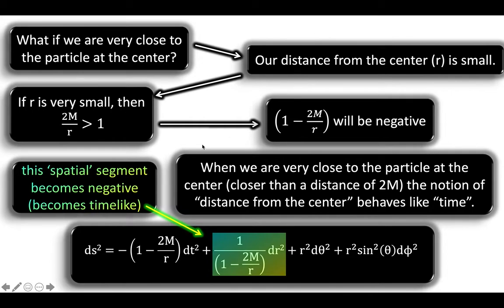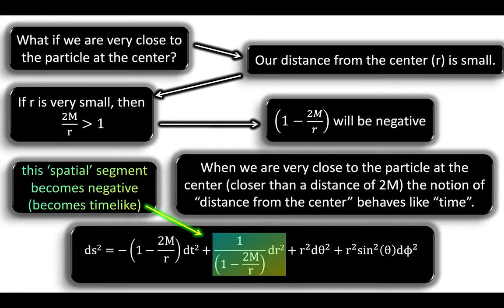When I'm very close to the center, very close to the particle that I placed down, this separation that was spatial is now behaving more like time. So think about, what does it mean to evolve through time? What does it mean to move through time? What does it mean to move through space? Well, when I'm moving through space, I can move back and forth at will, but moving through time, I can only move in one direction.